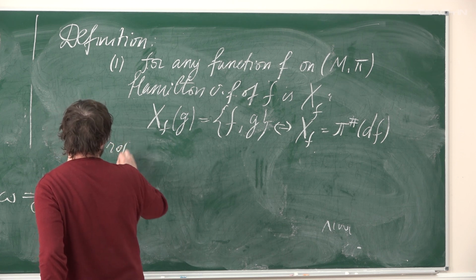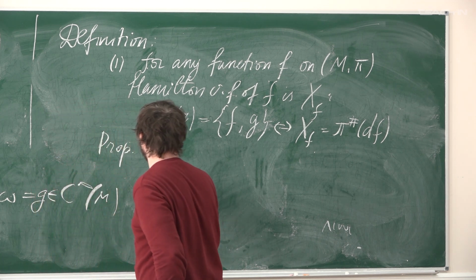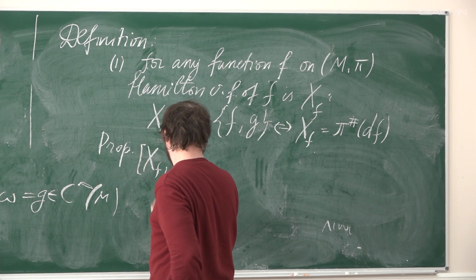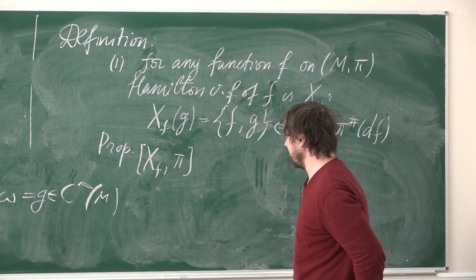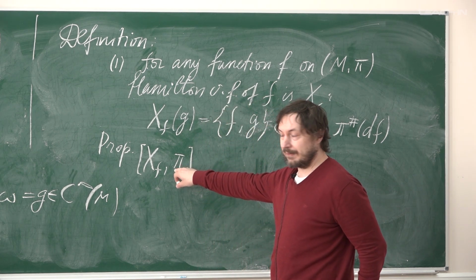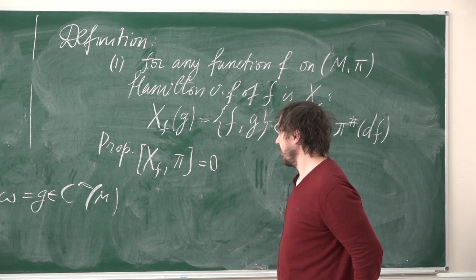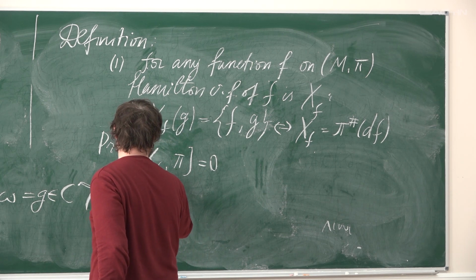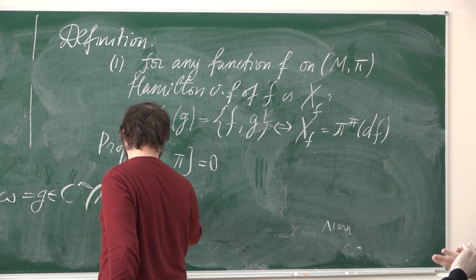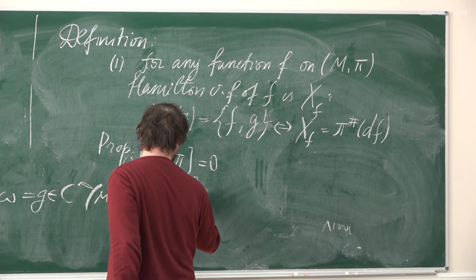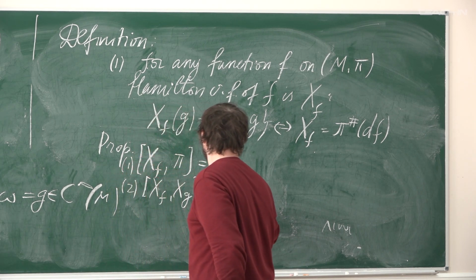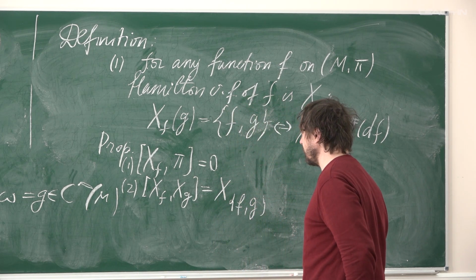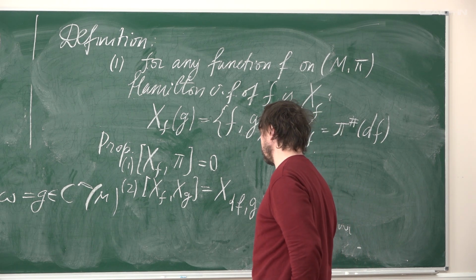Easy proposition is that X f, when we apply the derivative with respect to X f to the Poisson bivector, you get 0. That's 1 and 2. The commutator of X f and X g is equal to X of the Poisson bracket of f and g. So let us prove the first thing, for instance, the first part.